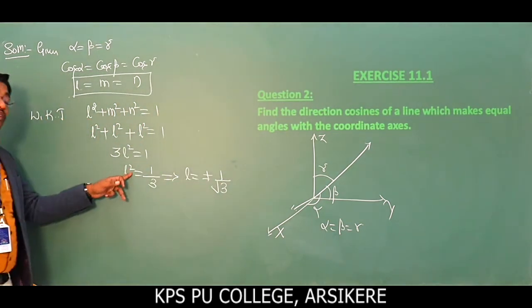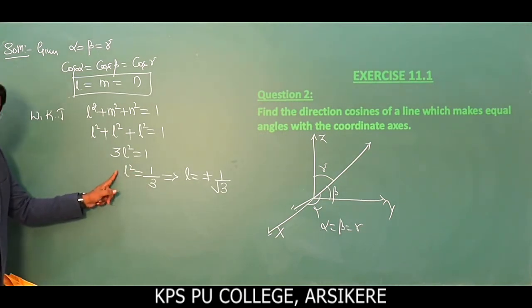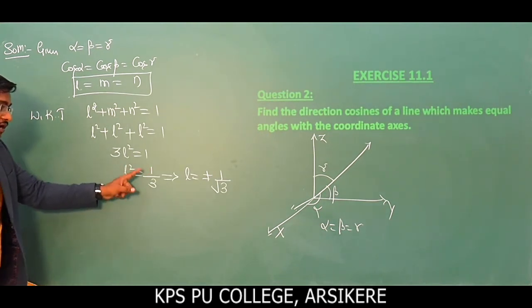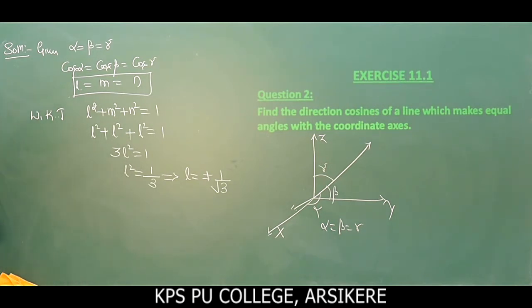Very good. Because we have the second degree, l square is equal to 1 by 3 means take square root on both sides. What do we obtain here? Square root and square get cancelled. Here we obtain plus or minus 1 divided by root 3. So l is equal to plus or minus 1 divided by root 3.